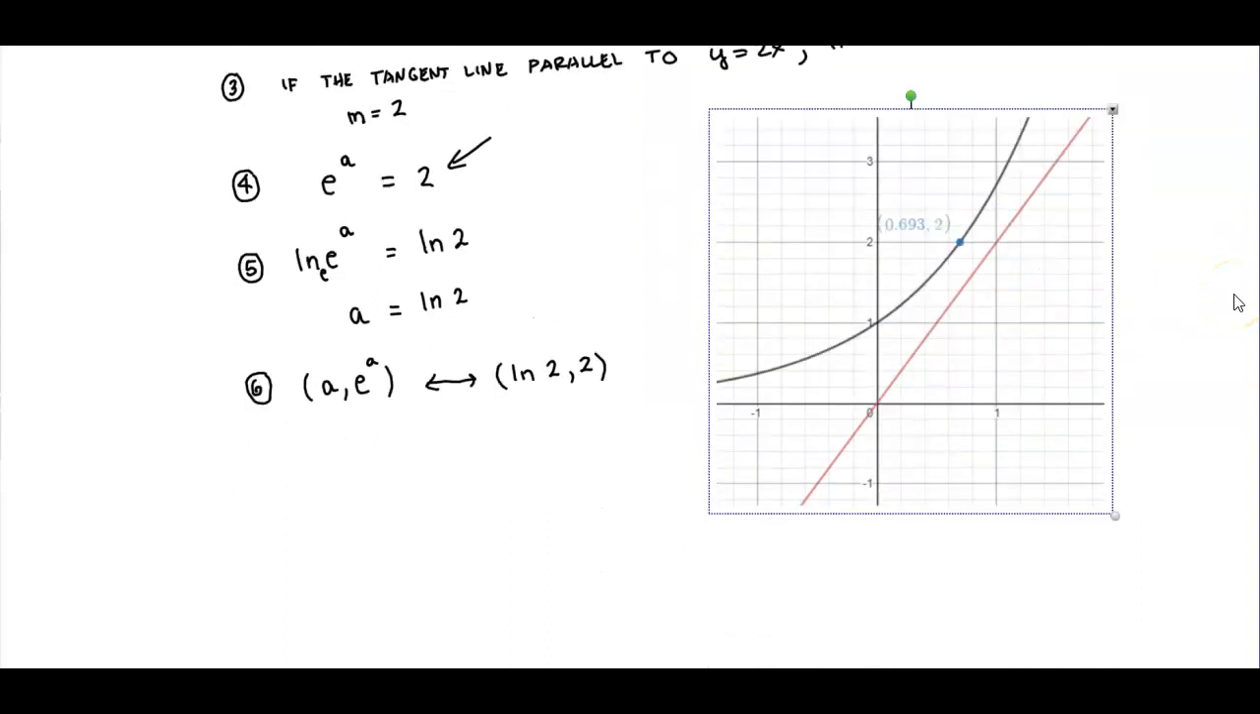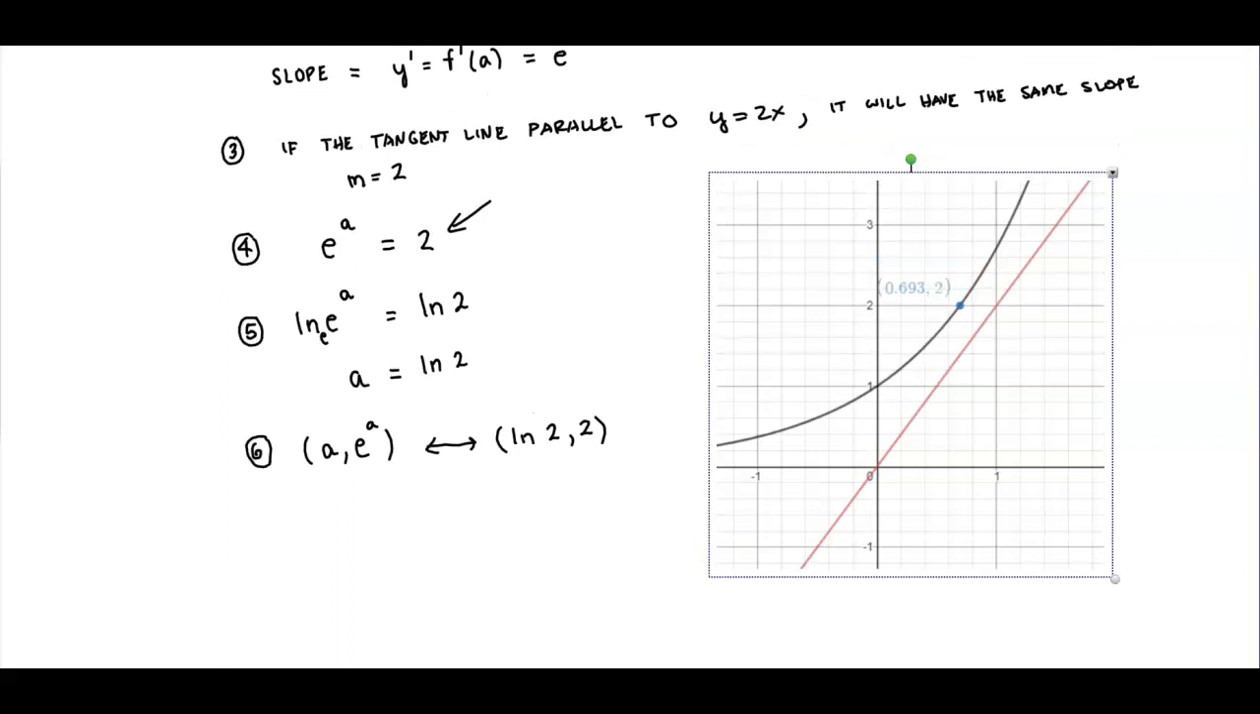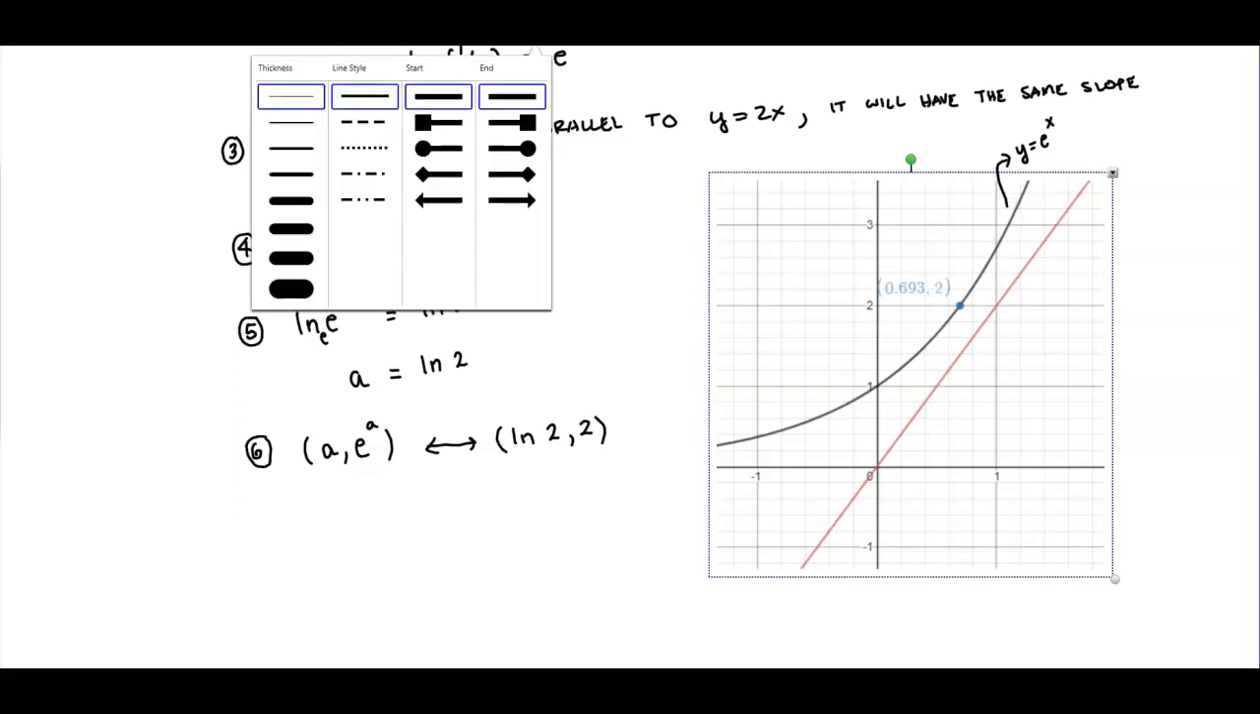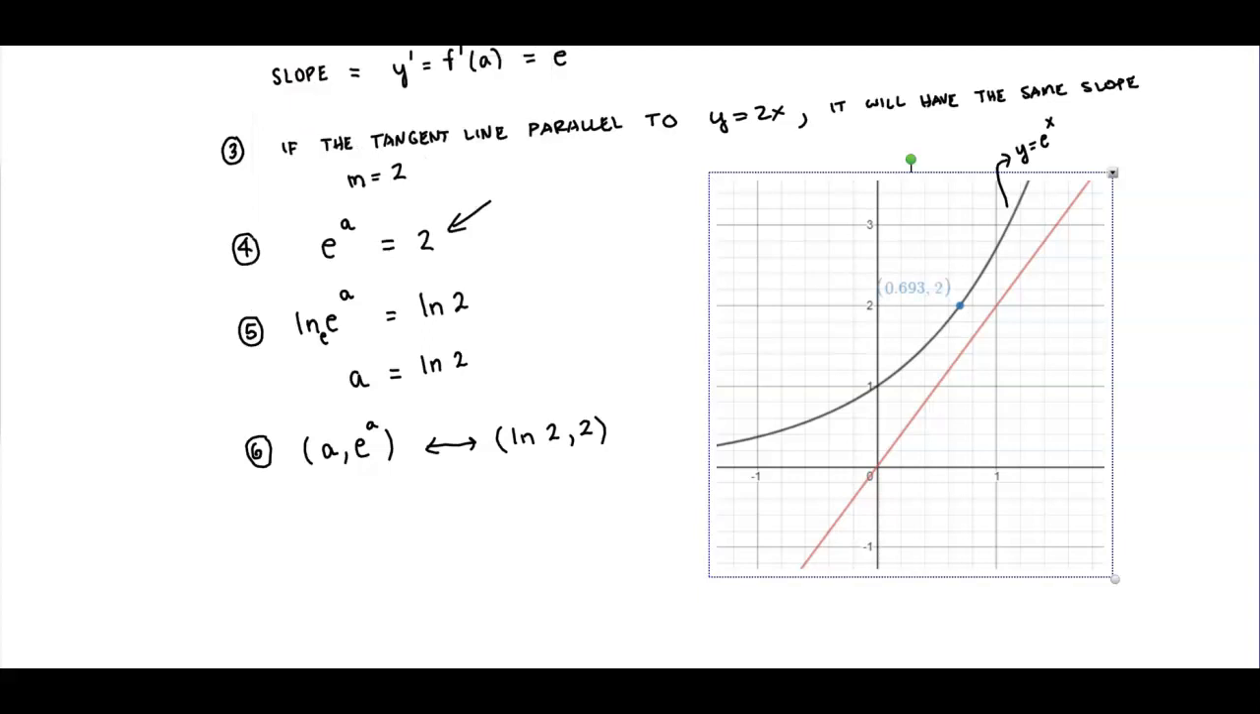Okay, so if we take a look at this graph, we know that the first graph represents y is equal to e to the x. We know that this graph represents y is equal to 2x. And then we have a line that's tangent, and that line goes through the point. Now this is an approximation, so this is the natural log of 2, correct? That's the point that we found.